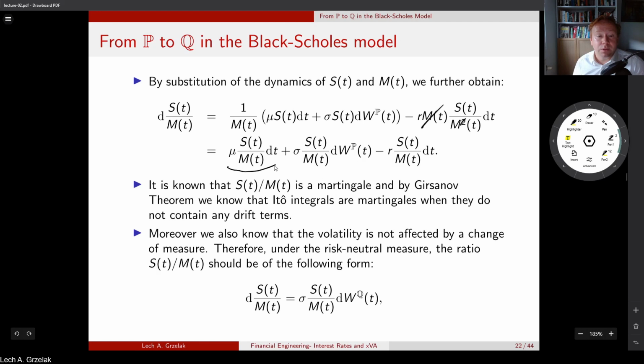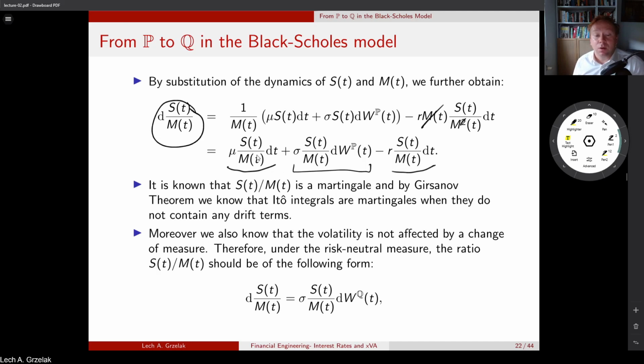So we have this drift term, we also have here a drift term, and then we have a volatility part: sigma S dW under measure P. Now we can use some properties of martingales. We know that S(t)/M(t) has to be a martingale. This also implies that the dynamics of this term has to be driftless.